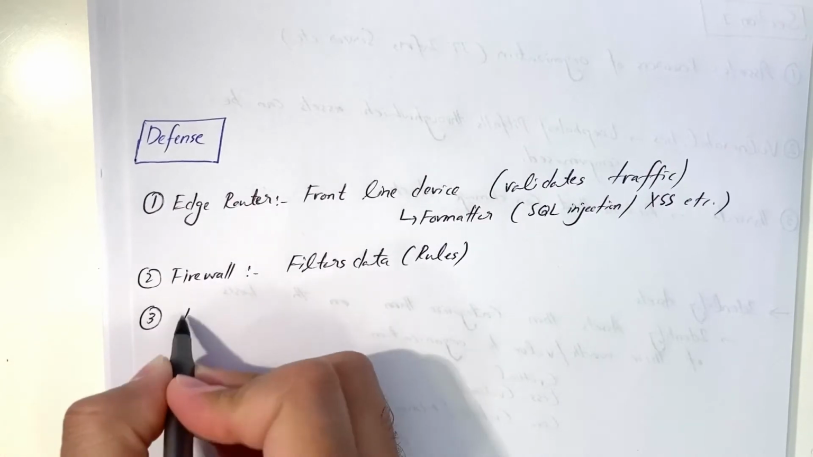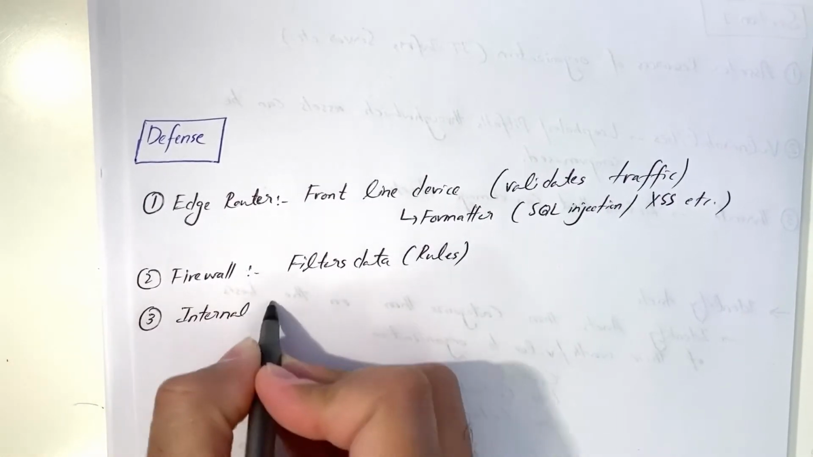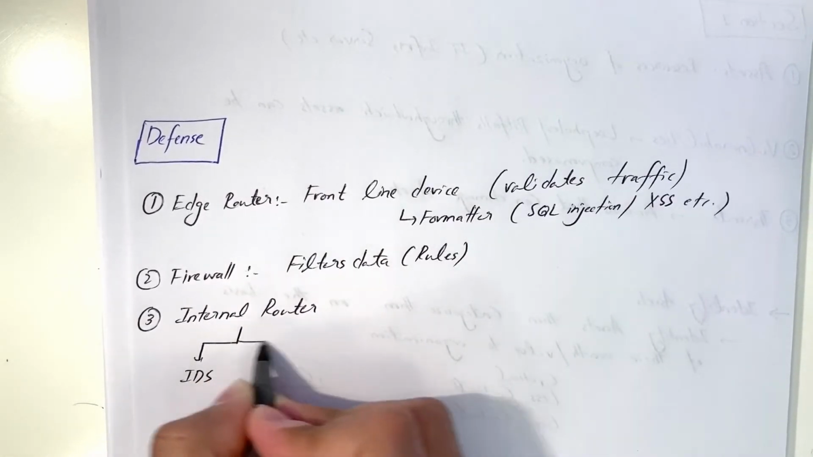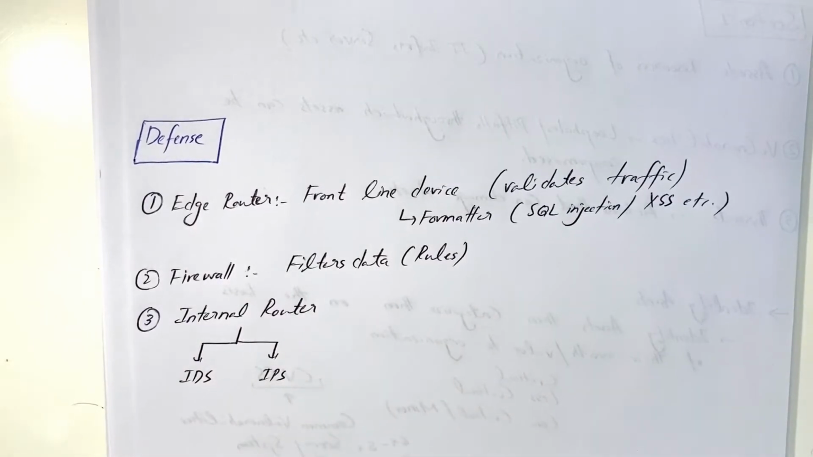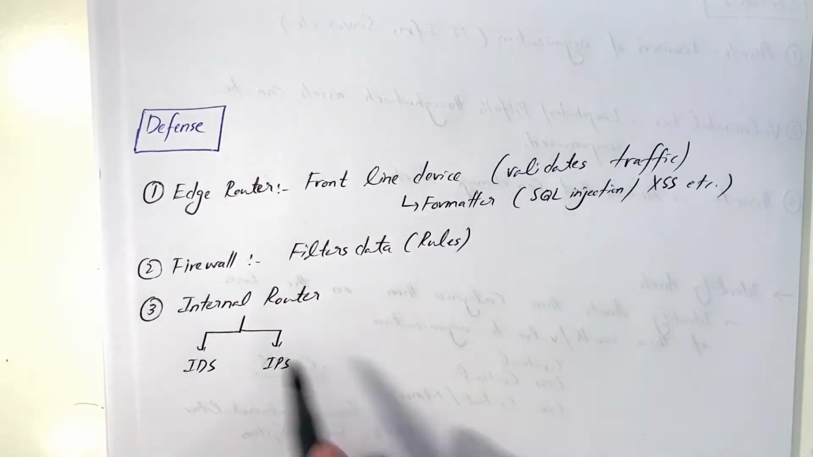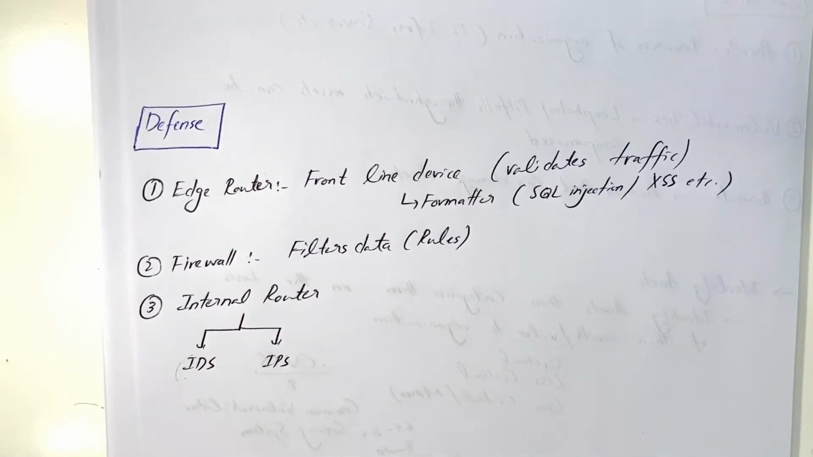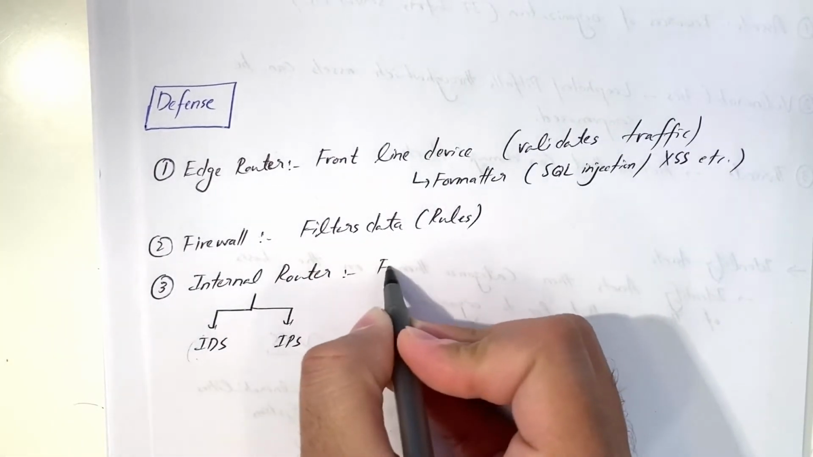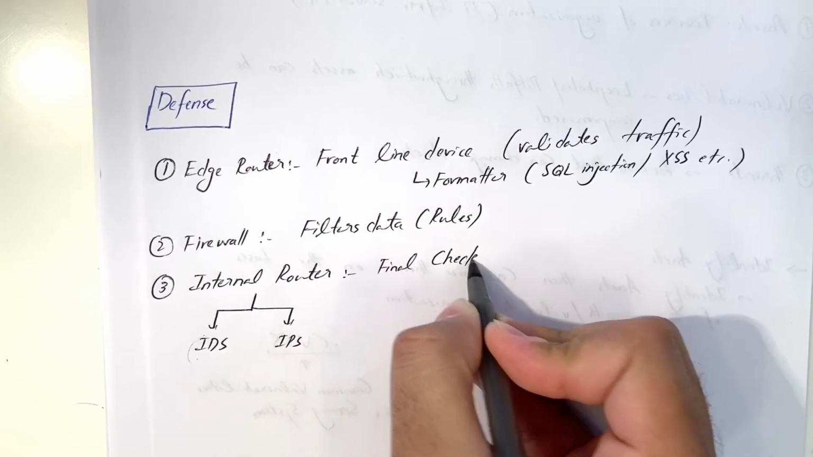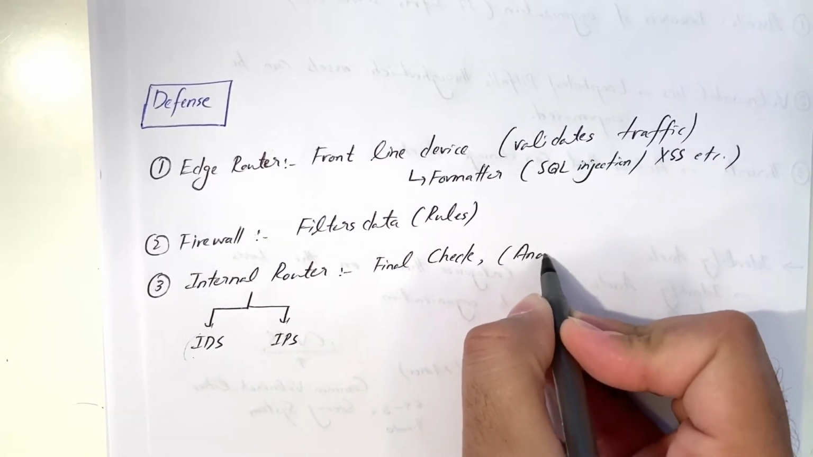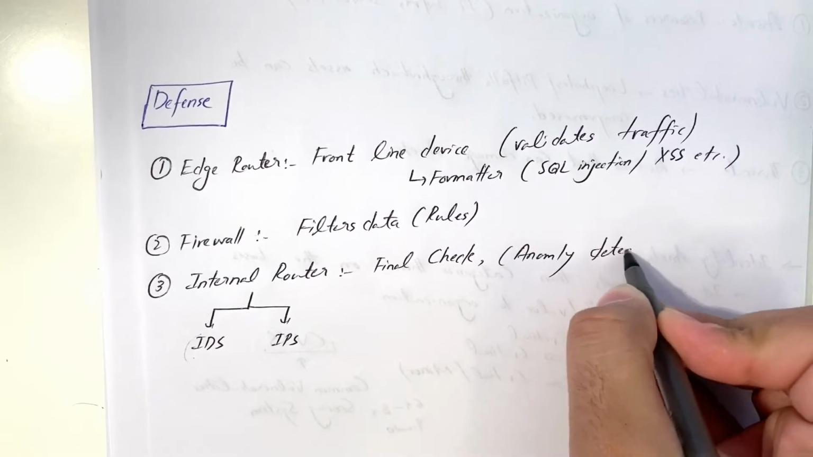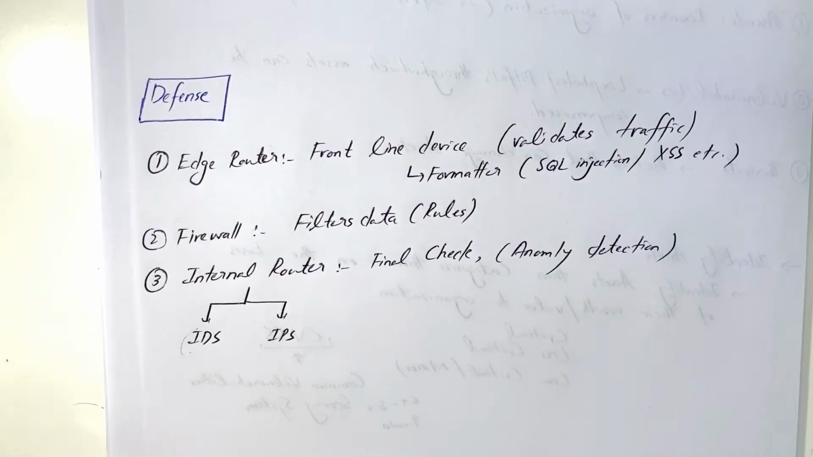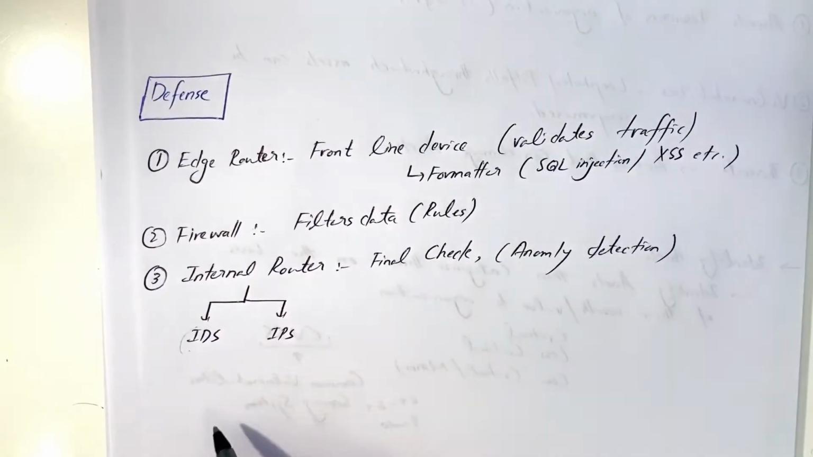The third is the internal router. That's the final check. This internal router is equipped with IDS, intrusion detection system, and intrusion prevention system as well. If it detects any kind of abnormality, the intrusion detection system generates an alert, and IPS then tries to fix it or tries to move it to a honeypot or some other place. So it's basically the final check, and mainly does anomaly detection. If they detect any abnormal traffic, then they will use IDS to generate alerts, and IPS will be used in order to avoid it.